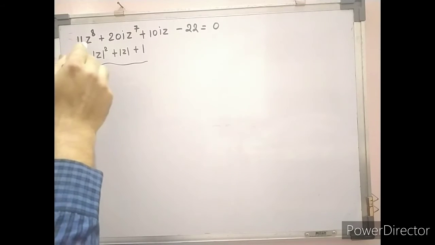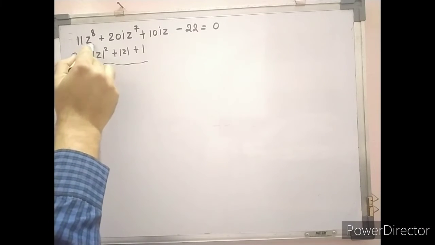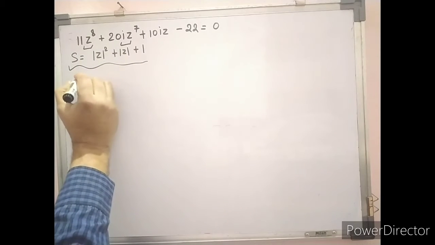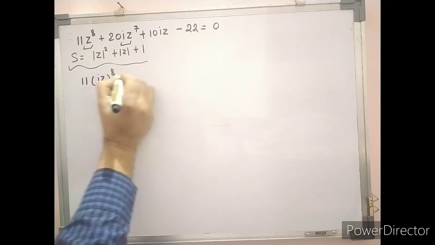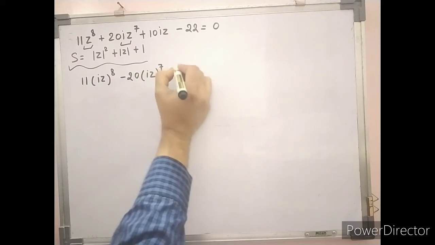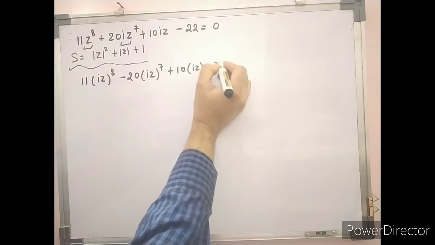This particular equation is of degree 8 and it cannot be solved easily by some simple methods or techniques. Apart from that, there are terms containing Z as well as I times Z. So the first step should be to club them together and give them a single variable form. So I can write this equation like this: 11 I times Z to the power 8 minus 20 I times Z to the power 7 plus 10 into I times Z minus 22 is equal to 0.